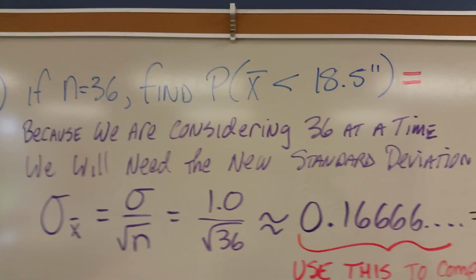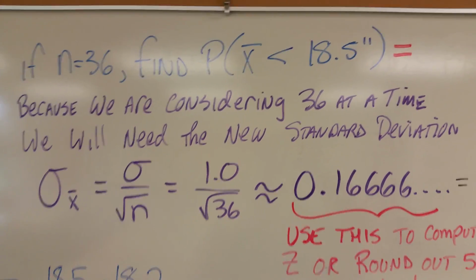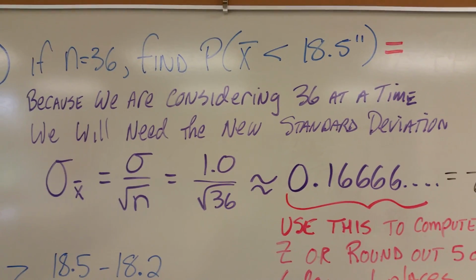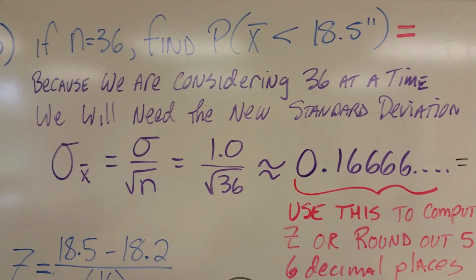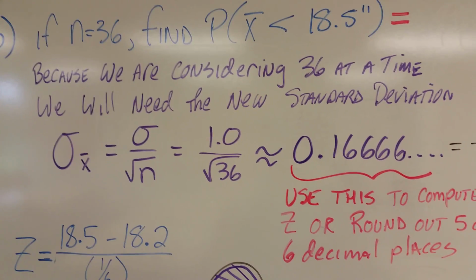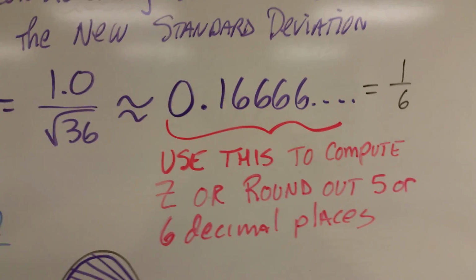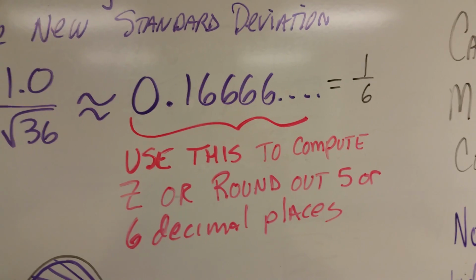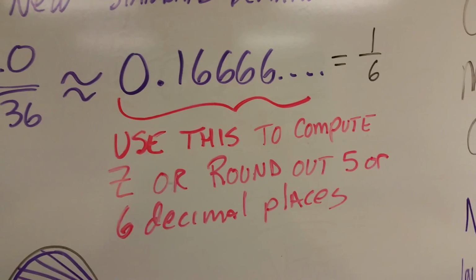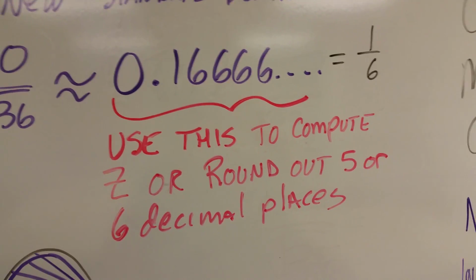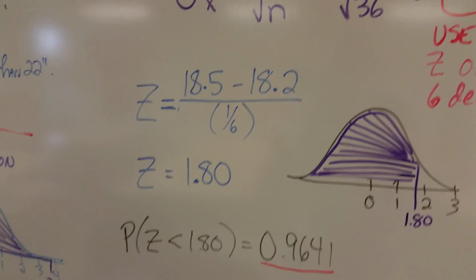what's the probability that their average shoulder breadth is going to be less than 18.5 inches. And because we're considering them 36 at a time now, we're going to need a new standard deviation, which is the original standard deviation divided by the square root of our sample size, which turns out to be 1/6. And since we're still going to use this number in a computation, it's best that we don't round it off at all. And if we do round it off, we go out a lot more decimal places than we would to present it. Otherwise, your z-score is going to be off from what it really should be.